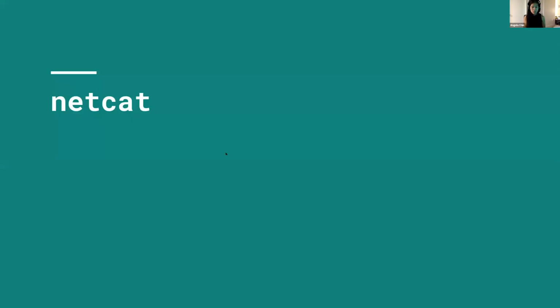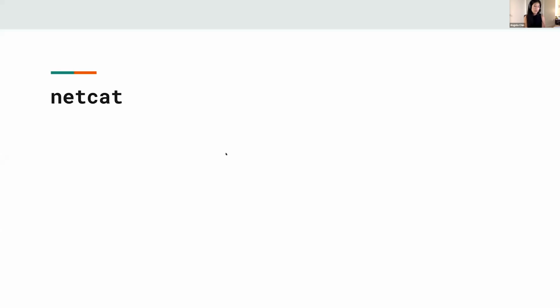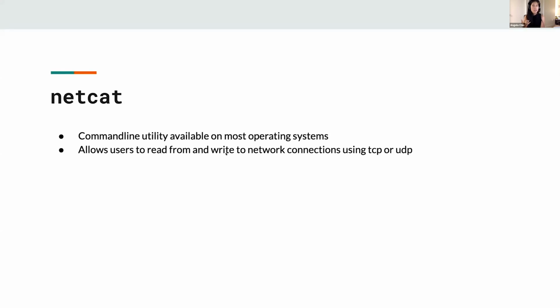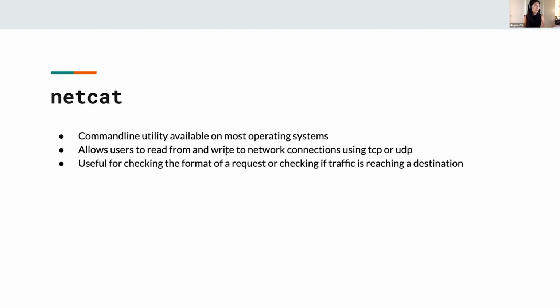The next tool I wanted to talk about is netcat, which is also a command line utility available on most operating systems. With netcat, you as a user can both read from and write to network connections using either TCP or UDP as your protocol. The way that I most commonly use netcat is for checking the format of requests. You can use netcat as a server, send a request to it, and see the payload, see the format. Or you can also use it to check that traffic is able to reach a destination.